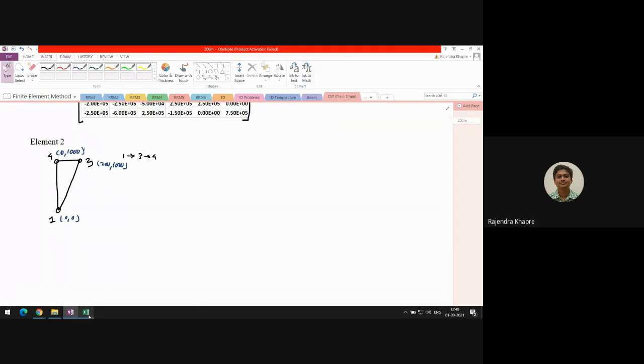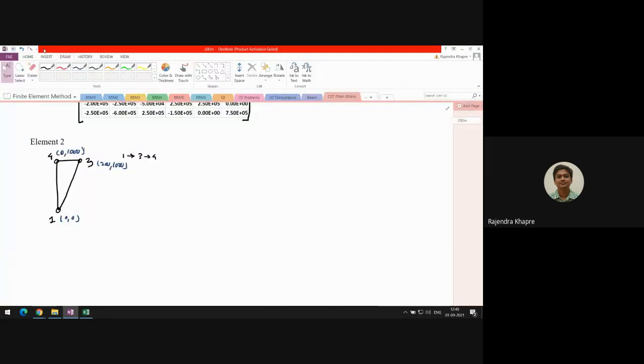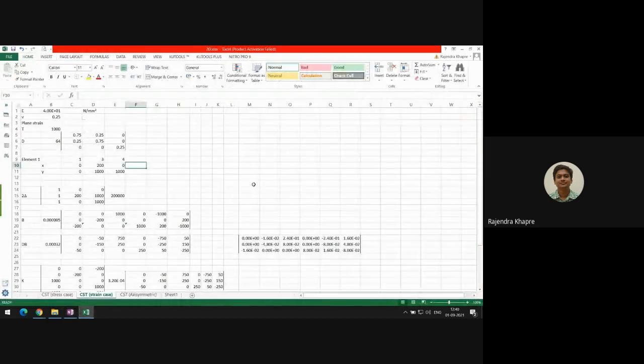Let me put the same values in the Excel sheet also. In the Excel sheet I have now 1, 3, and 4, and the third node is 200, and the depth is 1000, and this is 0. Accordingly, if you write down the value of 2 delta, it is the matrix with rows 1 x1 y1, 1 x2 y2, 1 x3 y3. So this is the 2 delta matrix, and it comes out to be something like this.